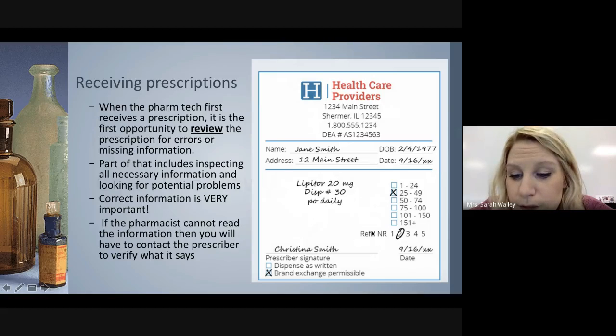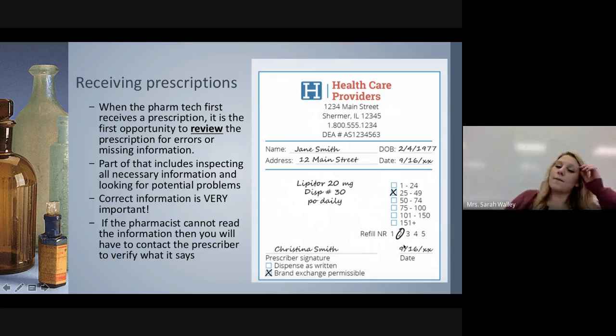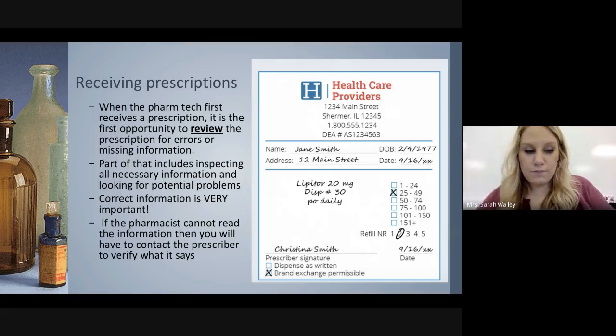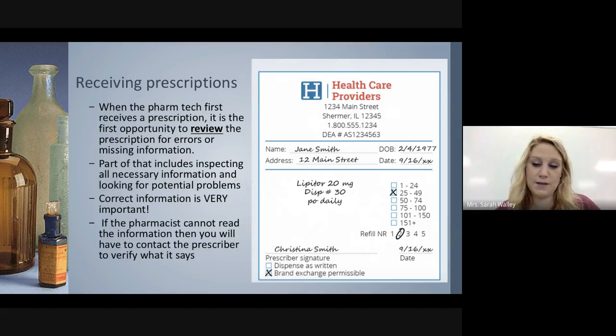Down here you would see refills. So this has 2 refills. If it doesn't say anything, like it doesn't have anything circled at all, not even no refill, you would just assume there are no refills. And if the patient calls and asks for a refill, you would have to say, well, we're going to have to contact your prescriber, because it didn't say whether or not there were any refills. So that's really important to note, because sometimes the doctor will just not circle anything, and that means no refills.